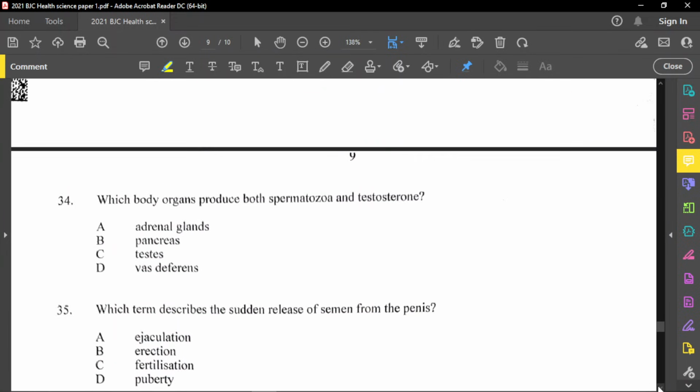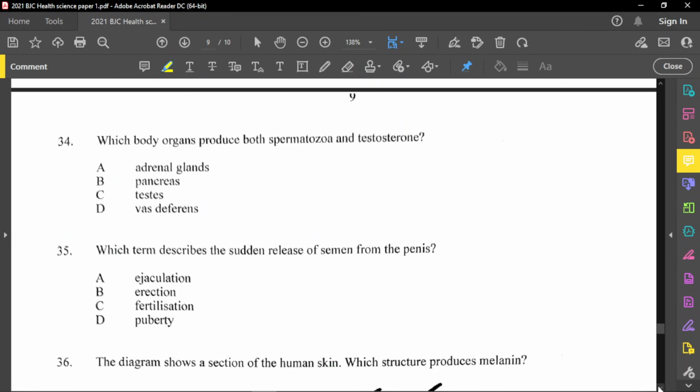All right. So question number 34, and we're almost there. State which body organs produce both spermatozoa and testosterone. Spermatozoa is just a fancy name for sperm cells. And testosterone is just a hormone for males. And so sperm cells and testosterone are produced in the testes. Okay, just to mention that.